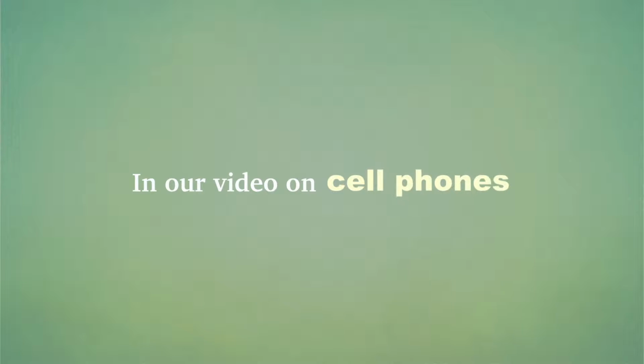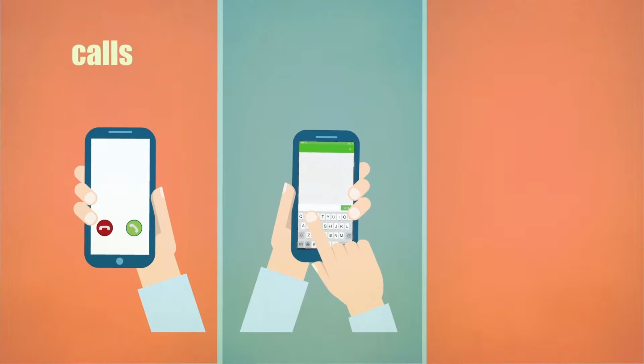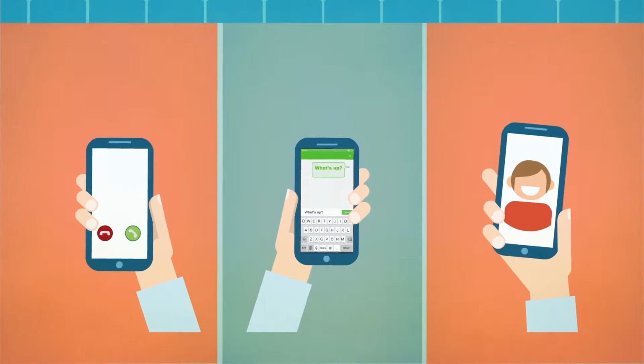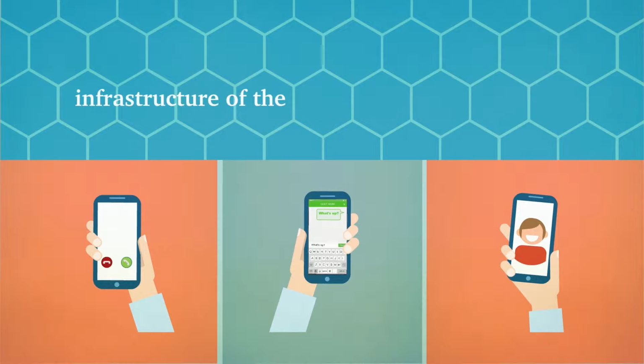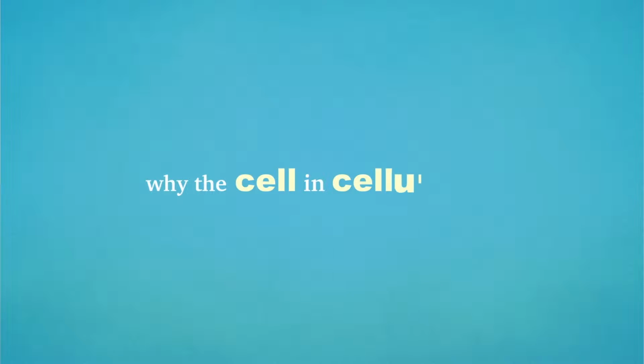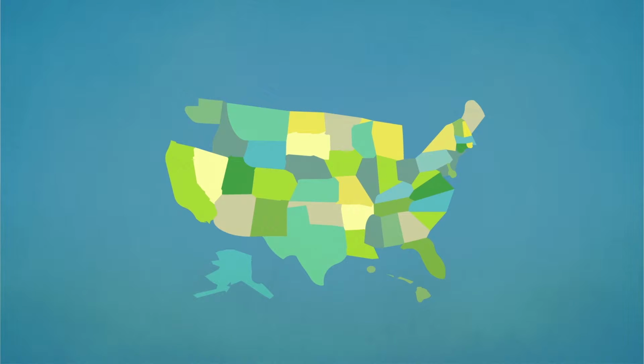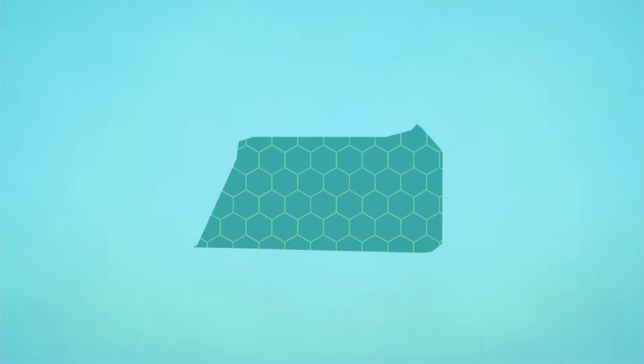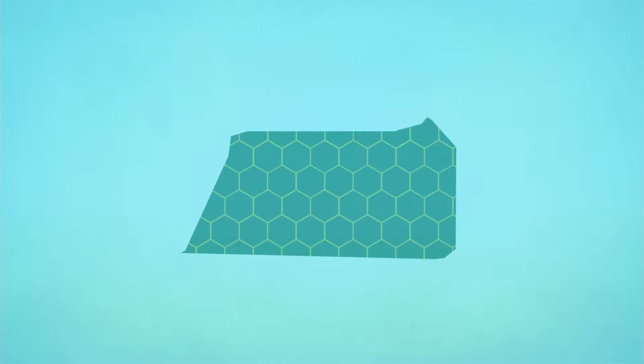In our video on cell phones, we explained how cell phones handle calls, texting, and data. None of that would be possible without the infrastructure of the cellular network. But first, why the cell in cellular? Each network operator divides a service region into a honeycomb pattern of hexagonal-shaped cells.